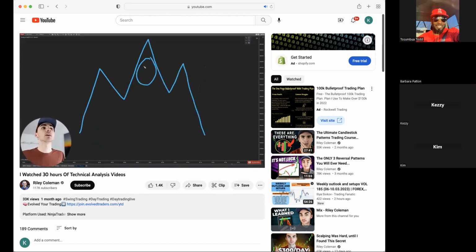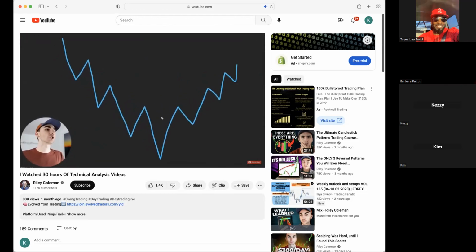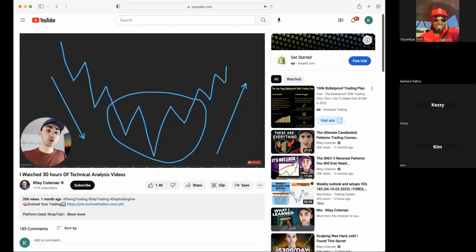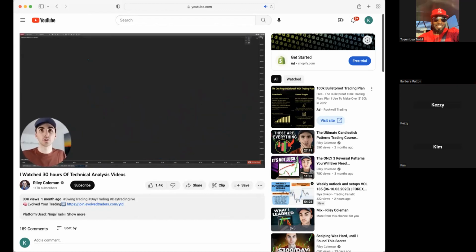We have the head in the middle and then these shoulders on the side. And all this pattern really shows you is when the market is switching from making lower lows and lower highs to making higher highs and higher lows. It's just showing you that basic inflection point of switching from a downtrend to an uptrend. And we can use this to see where the market is potentially going to reverse.